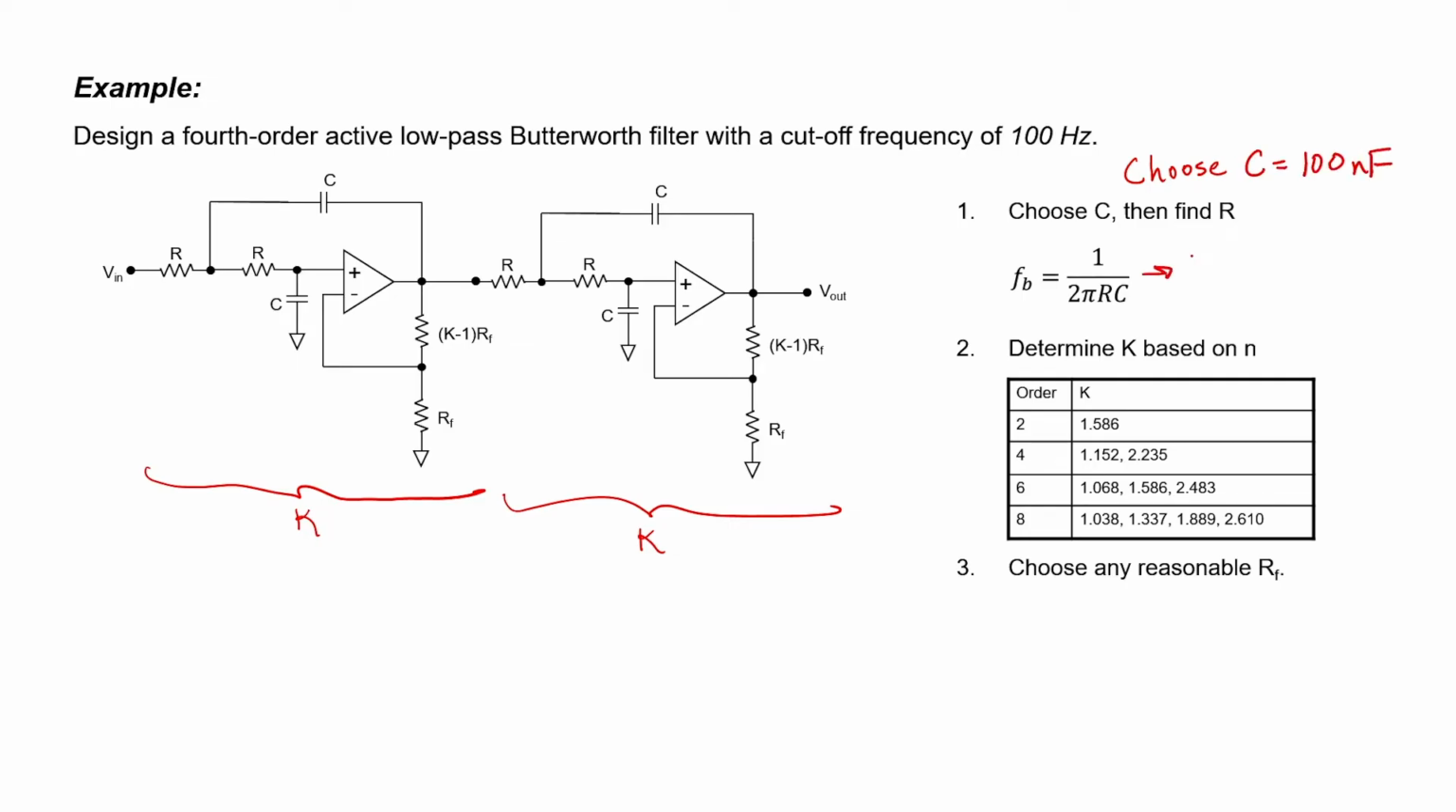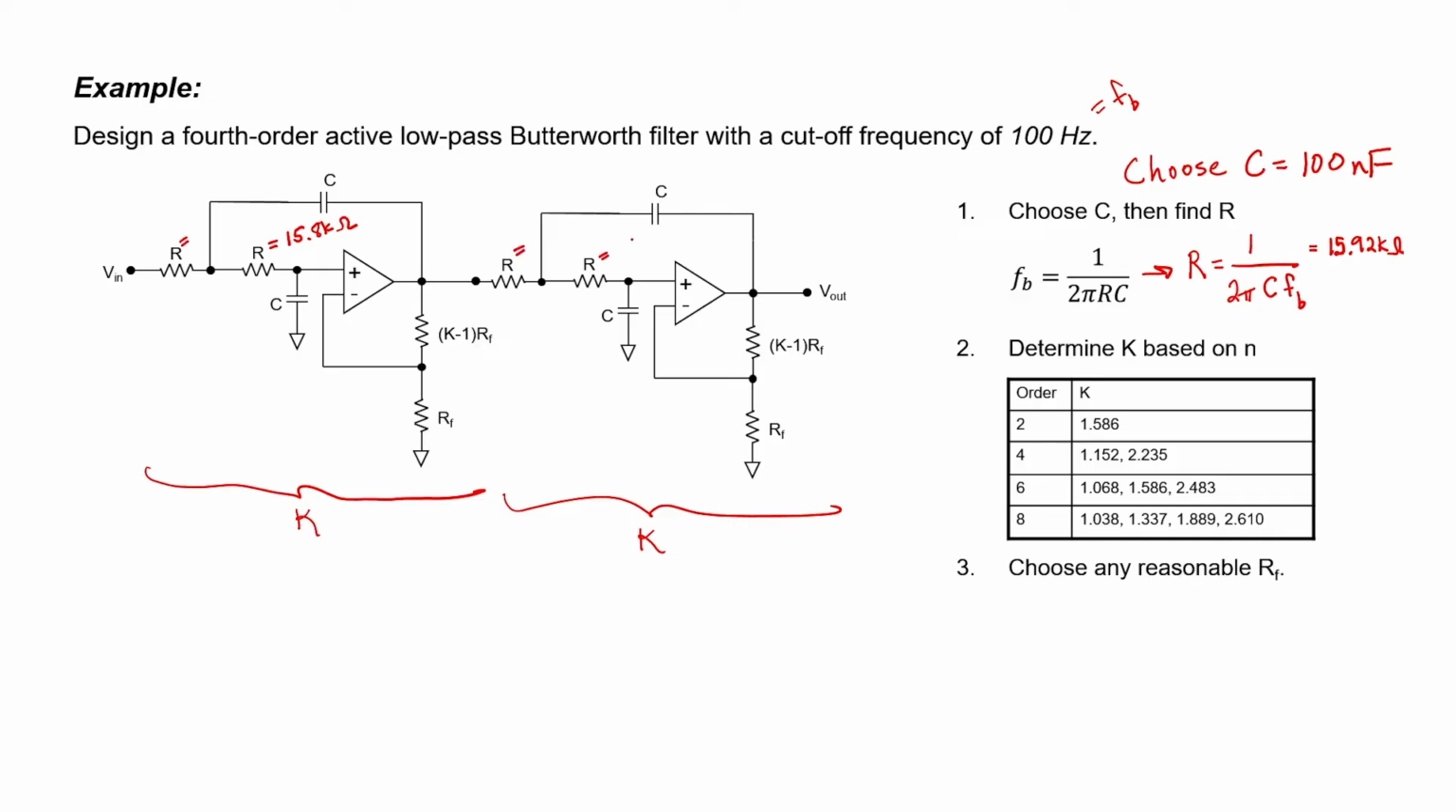We now need to calculate R. So the formula can be rearranged. Our f_B is 100 Hz, and we've chosen C, so R is completely determined. In this example, R comes out to be 15.92 kilo ohms. You're not going to be able to buy a 15.92 kilo ohm resistor, so it would make sense to choose a standard 15.8 kilo ohm 1% tolerance resistor, for example. All of the resistors R then have the same value.